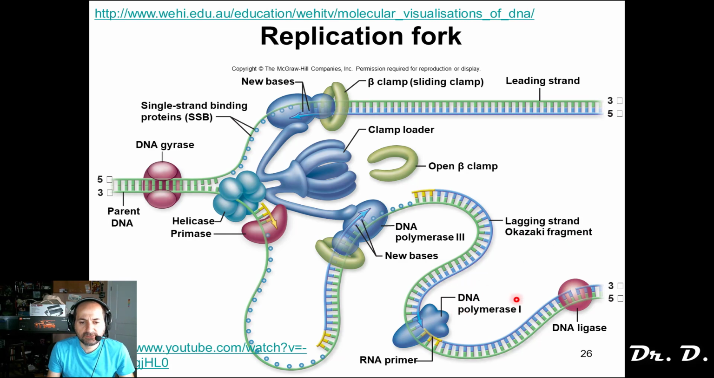And then do you remember what happens next? DNA polymerase 1 excises those RNA nucleotides and replaces them with DNA. And remember, it does a good job, but it doesn't quite link the two fragments together. So DNA ligase attaches to make that final phosphodiester bond, linking the two fragments to one another.